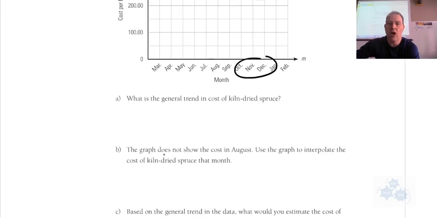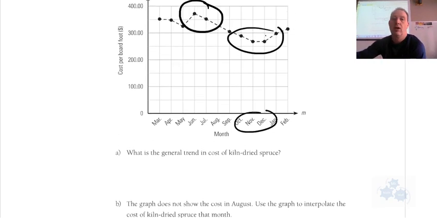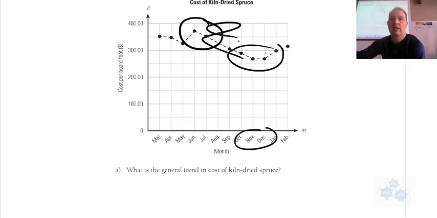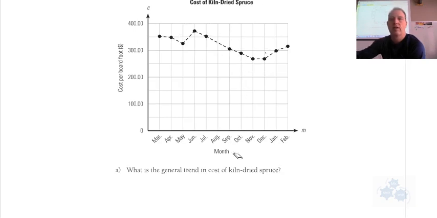Now the graph does not show the cost in August. Use the graph to interpolate the cost in August. So what do you think the August cost will be? What do you think the August cost would be? Okay, what do you think the cost would be there?